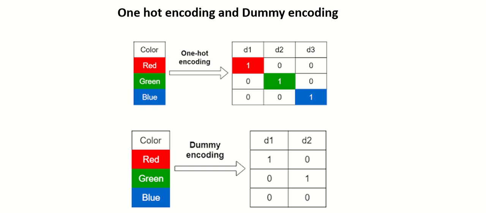For example, if we have 0 in both the D1 and D2 columns, it implies that the color must be blue. You can see on the screen the same color column gets transformed into two columns, only D1 and D2. Red is represented as 10, green as 01, and blue doesn't need a representation. It's 0, 0 by default.